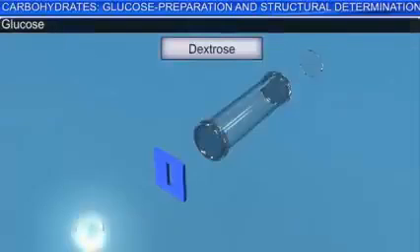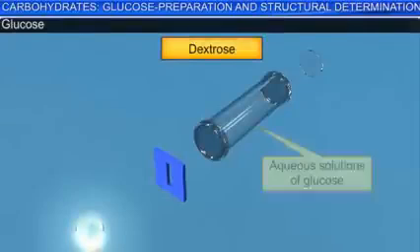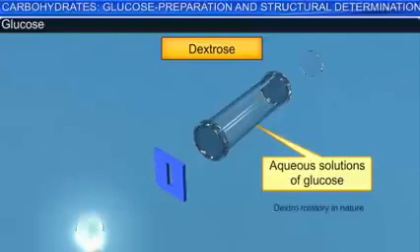Glucose is also called dextrose because aqueous solutions of glucose are dextrorotatory in nature. That is, an aqueous solution of glucose rotates plane polarized light towards the right.